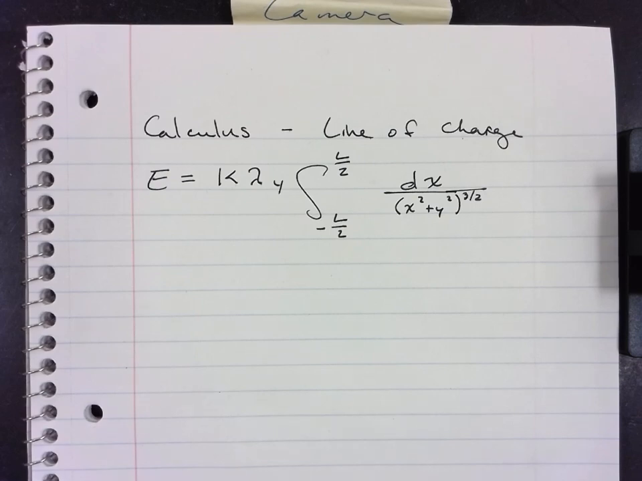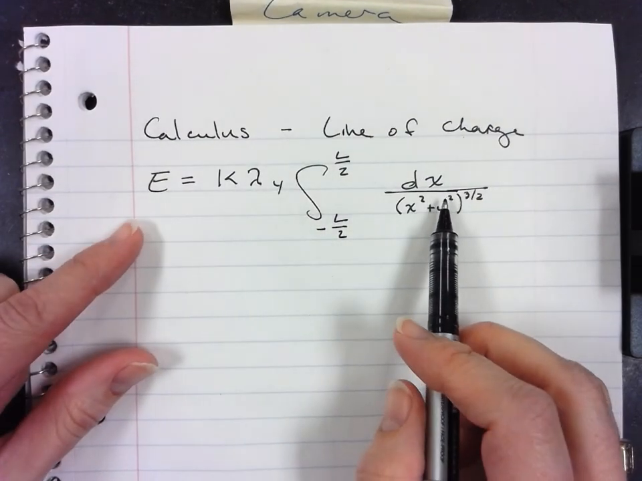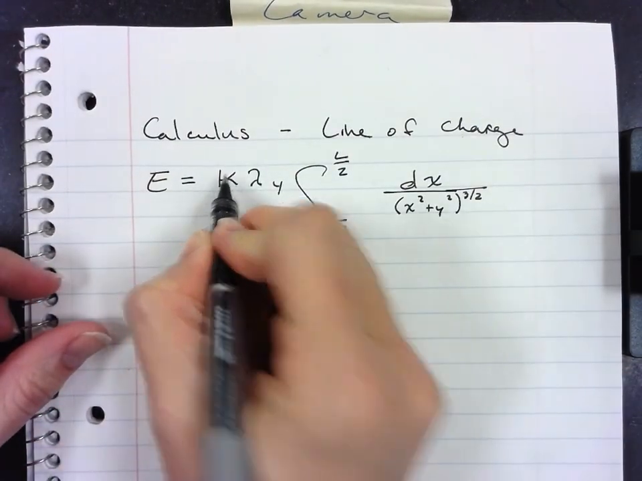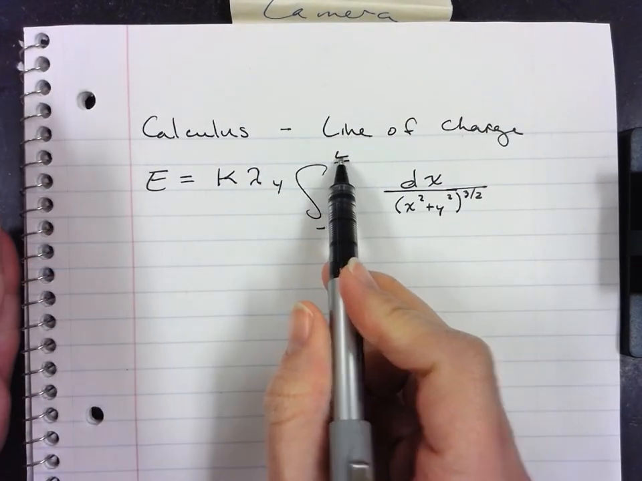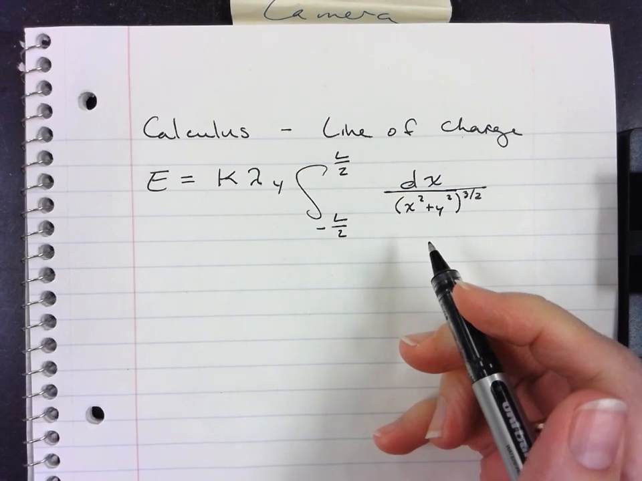So now let's do the calculus. In the main video, we reached this point and then magically got to the answer. So again, the electric field, bunch of constants, integral from one end of the line to the other end of the line over this expression.